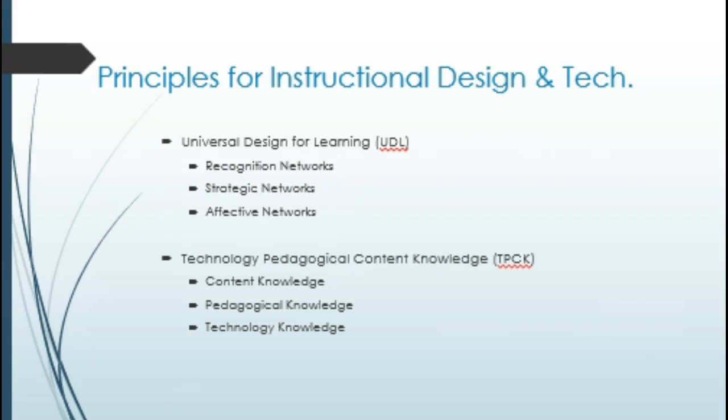And the recognition networks is based on how and what we see, hear, and read. The strategic network is based on task performance and how we express our ideas, thoughts, and opinions. And last, the affective networks is how students get involved, engaged, and stay motivated throughout.